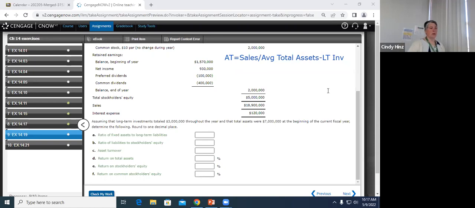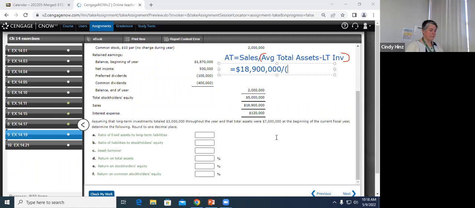They should have put brackets or parentheses around that to keep that denominator together. And so given the information here, let's calculate our asset turnover. So we are told that for the year, the sales were $18,900,000. And we're going to divide that by the average total assets. It does tell us that long-term investments totaled $3 million throughout the year, and total assets were $7 million at the beginning of the year.